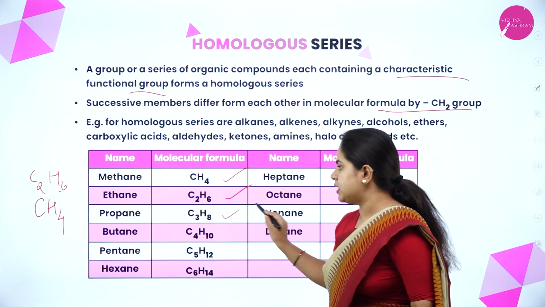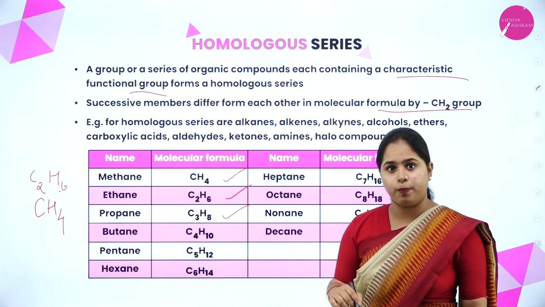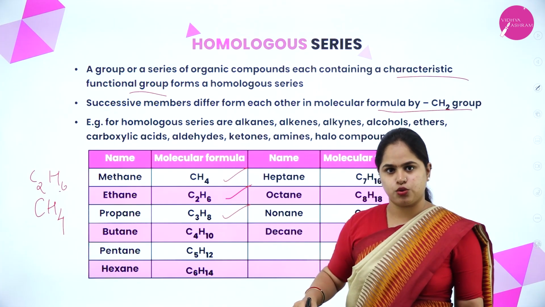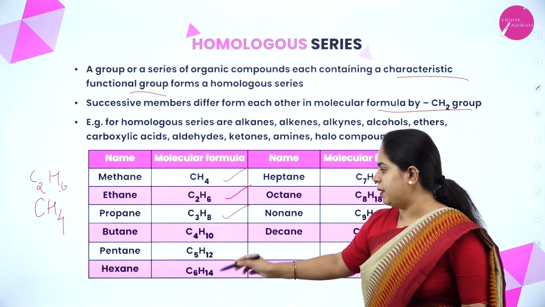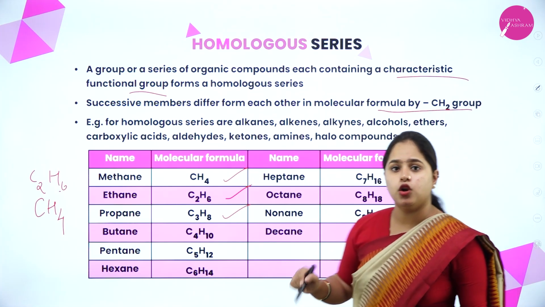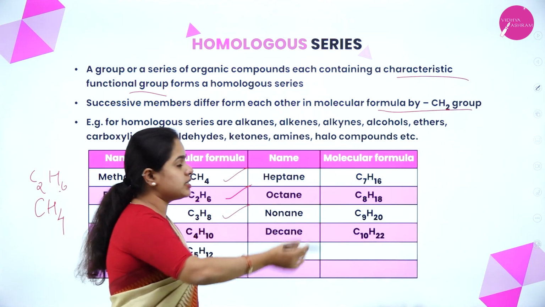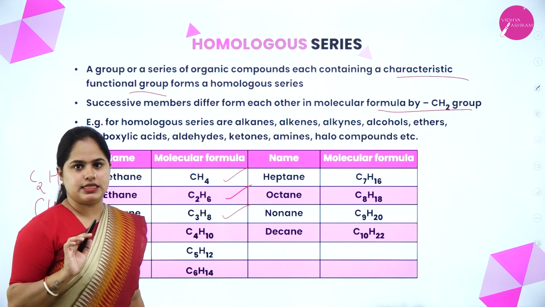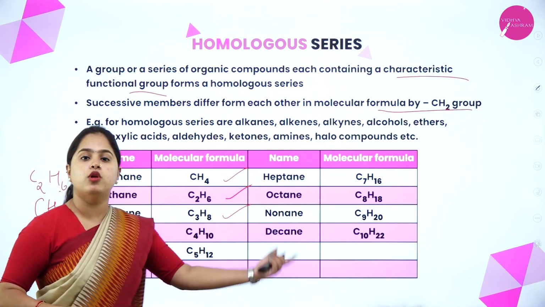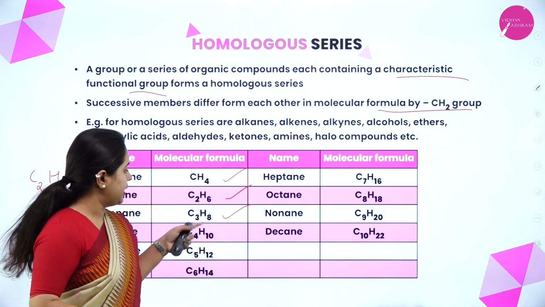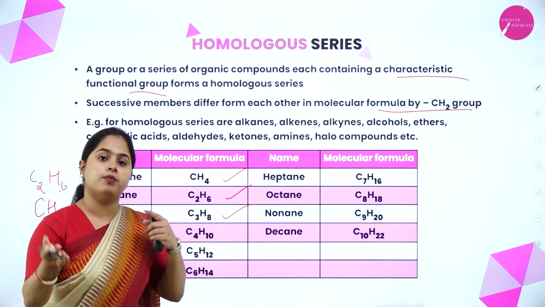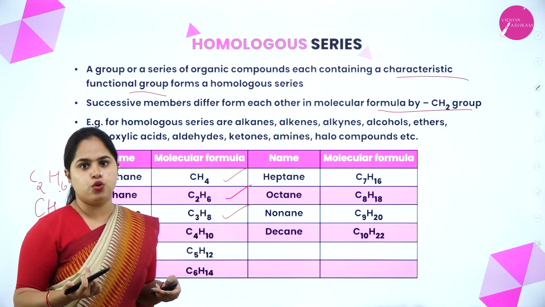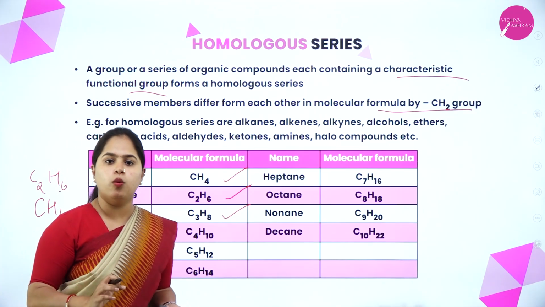The next member is C3H8, that is propane. Again, they differ by a CH2 group. Next is butane, pentane, hexane, heptane, octane, nonane, and decane. All of these come under the alkanes. This is an example of a homologous series, and each successive member differs from the previous one by a CH2 group. So this is called a homologous series.